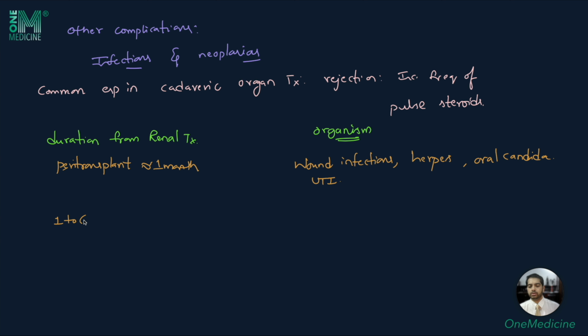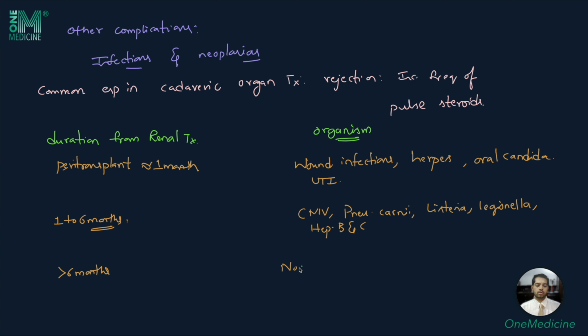In the next 1 to 6 months, the usual organisms implicated in infections include cytomegalovirus, pneumocystis carinii, listeria, legionella, hepatitis B and C, and beyond 6 months, patients are at a higher risk from infections from nocardia, BK virus, also called as polyoma virus, hepatitis B and C, herpes zoster, aspergillus.